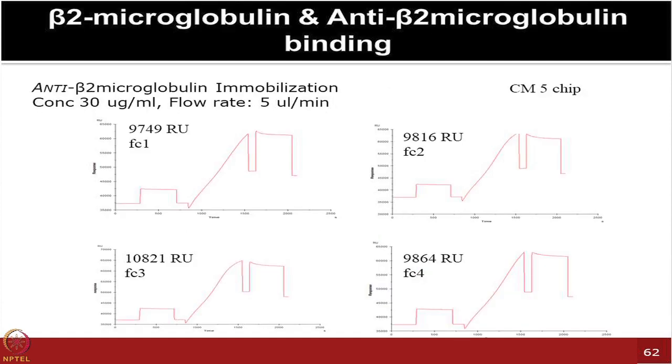In this case, again, we started as a proof of concept with the beta 2 microglobulin experiment, and used all four flow cells, because you need a lot of analyte to bind, which you can recover and then use for the mass spec testing. So all four flow cells were immobilized, and now when you are passing your beta microglobulin protein, you are enriching them. We actually used a pretty high concentration, 30 microgram per ml. Flow rate used was 5 microliter per minute. All four flow cells were employed.